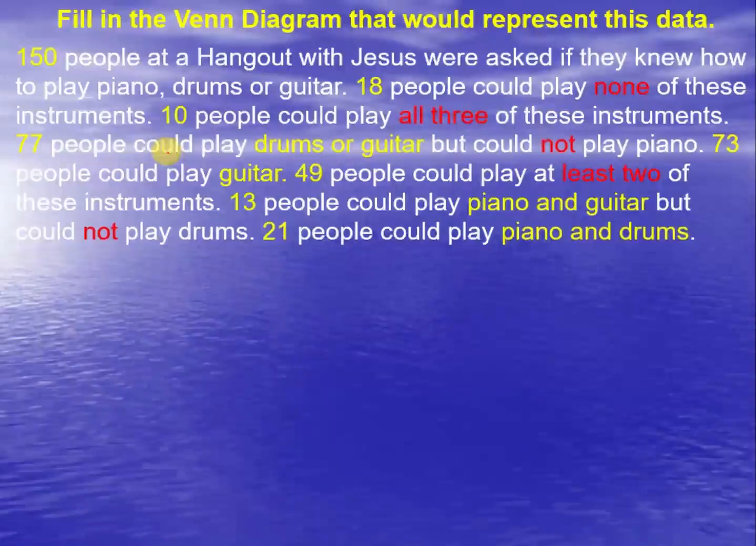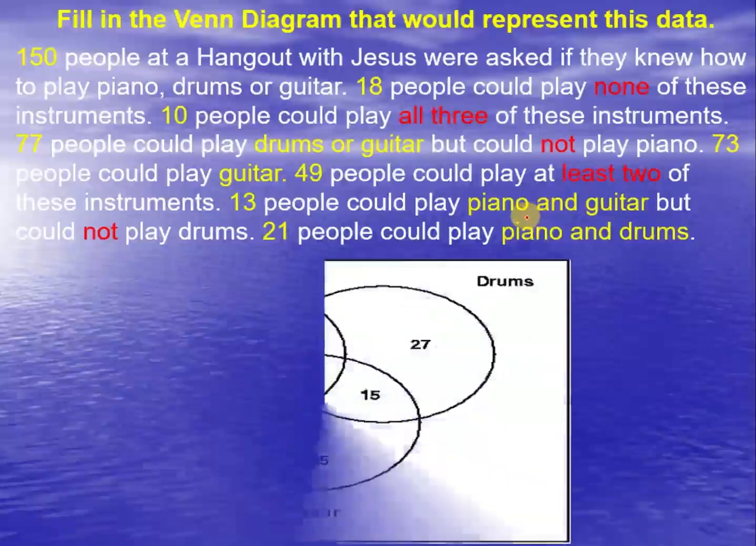77 people could play drums or guitar, or some, but could not play piano. 73 people could play guitar. 49 people could play at least 2 of these instruments. So they could play either piano, drums, or guitar. And 13 people could play piano and guitar, but could not play drums. So these 13 people can only play piano and guitar, but they can't play what? Drums. So 21 people could play piano and drums at the same time.